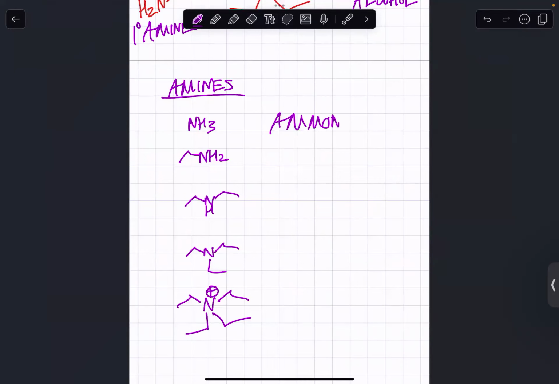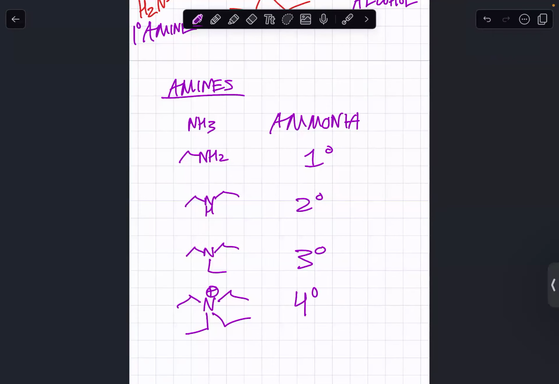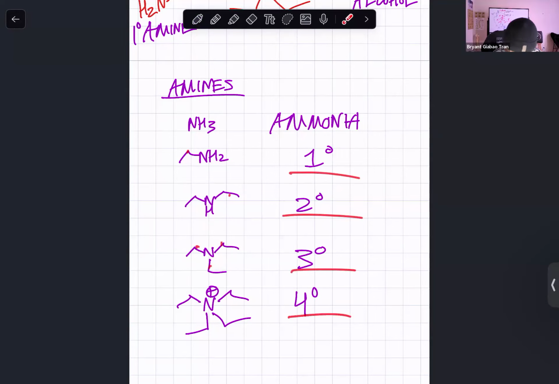So this is ammonia, this is primary, this is secondary, this is tertiary, this is quaternary. Ammonia has no carbons attached to this end right here. Primary has 1 carbon, secondary has 2 carbons, tertiary has 3 carbons, quaternary has 4 carbons. But notice for quaternary, we have a positive charge on the nitrogen right here.